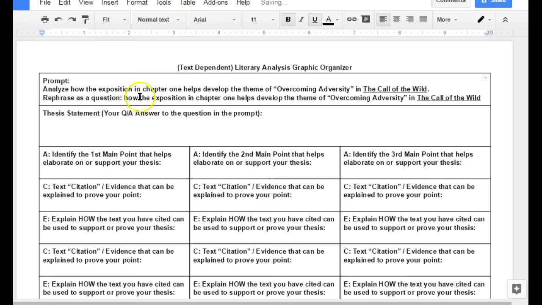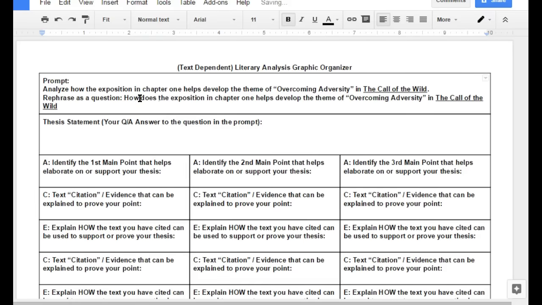I'm going to paste that there because life is good when we can save ourselves a little time. How does the exposition in Chapter 1, and I changed the wording, develop the theme of overcoming adversity in The Call of the Wild? Question mark. Now I have a question. Now I can turn around and write my thesis statement.